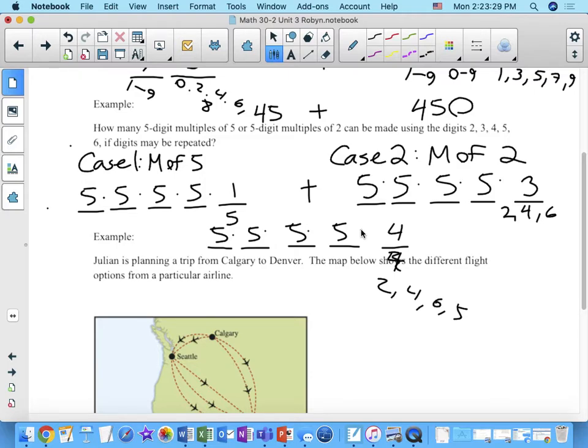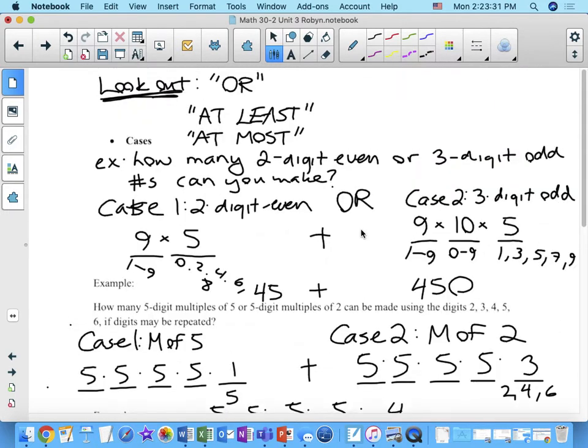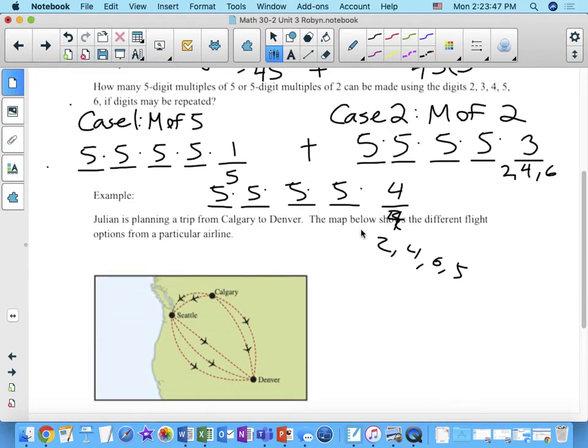If I had tried to do that with the example that I did up here, where one of them is a 2-digit number and the other one is a 3-digit number, that's not going to work. Okay? So case 1 and case 2 must have the same number of spaces. The second thing that must happen is that these endings, where the restrictions are, can't have any overlap.